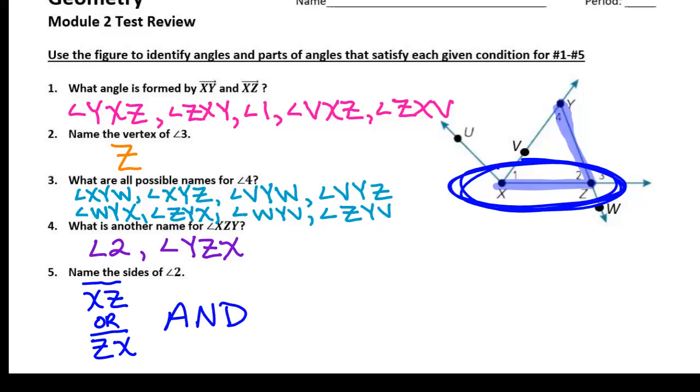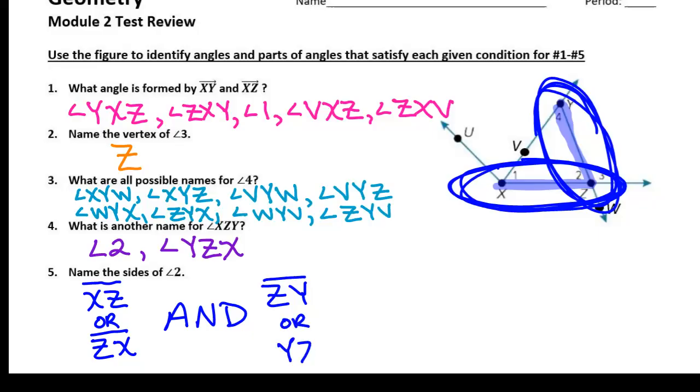And we need the other side. What can we call this side over here? ZY. Segment ZY, or you could do YZ.